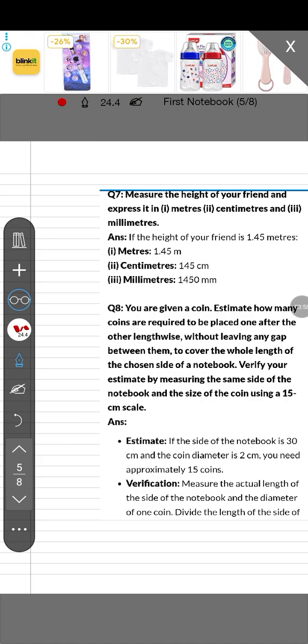Now you are given a coin. Estimate how many coins are required to be placed one after the other lengthwise, without leaving any gap between them, to cover the whole length of the chosen side of a notebook.